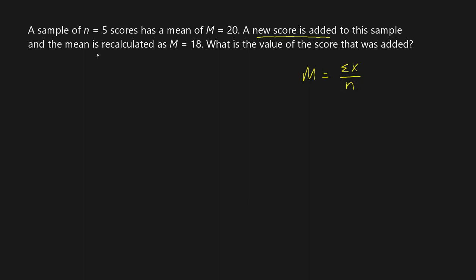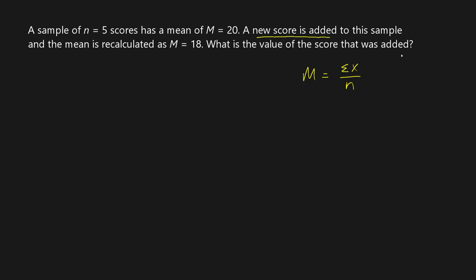So let's read through this and see how we're going to work this out. It says a sample of n equals 5 scores has a mean of 20. So that's a sample mean of 20. A new score is added to this sample, and the mean is recalculated as M equals 18. So I have a new sample mean. My sample mean has decreased in value with the addition of this new score. What is the value of the score that was added?